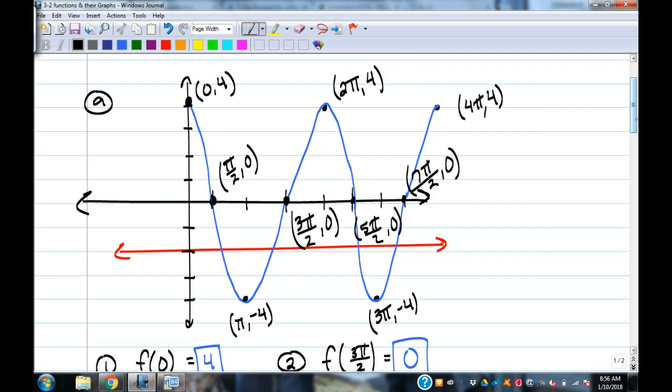And if we start here at the left, at 0, 4, what is the graph doing as we move to the right? It's decreasing until I get where? To pi, negative 4, right? And then it turns around. So there's an interval of decrease from 0, 4 to pi, negative 4. Again, we're talking about intervals, so we're going to list the x values for that. So from 0 to pi, we're decreasing.